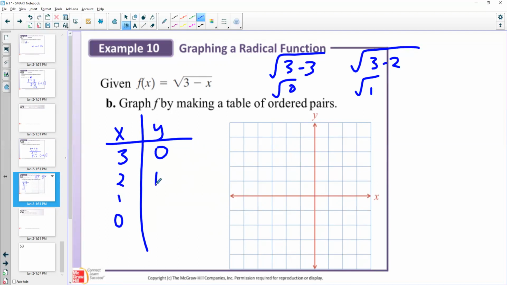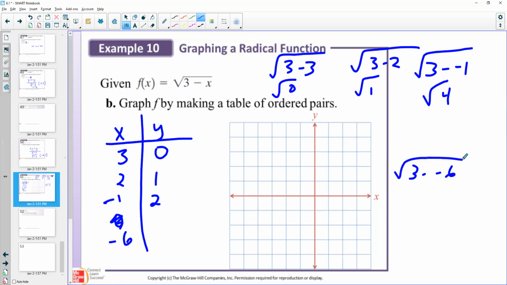If I put a negative 1 in there, I don't really want to take the square root of 2, so let's do a negative 1. So 3 minus negative 1, that's much nicer, is 4. The square root of 4 is 2. Okay, and let's try one more. Let's do negative 6. So 3 minus negative 6 would be 9. The square root of 9 is 3.